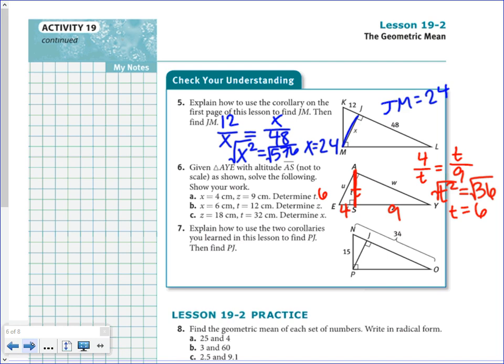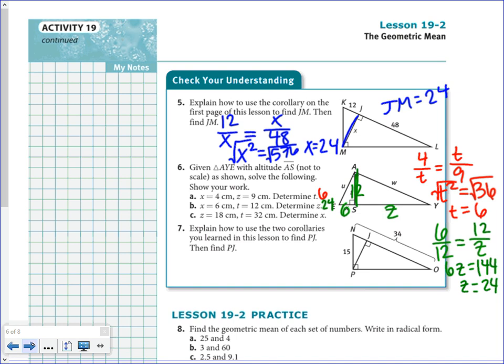Okay, now let's look at part B. So again, same figure, but this time x is 6 and t is 12, and we're looking for z. So my altitude is my geometric mean. 12 is my altitude, so it's my geometric mean, and it's between 6 and z. Geometric mean of 6 and z. So when you cross multiply, you get 6z equals 144, and then divide, and you get that z is 24.